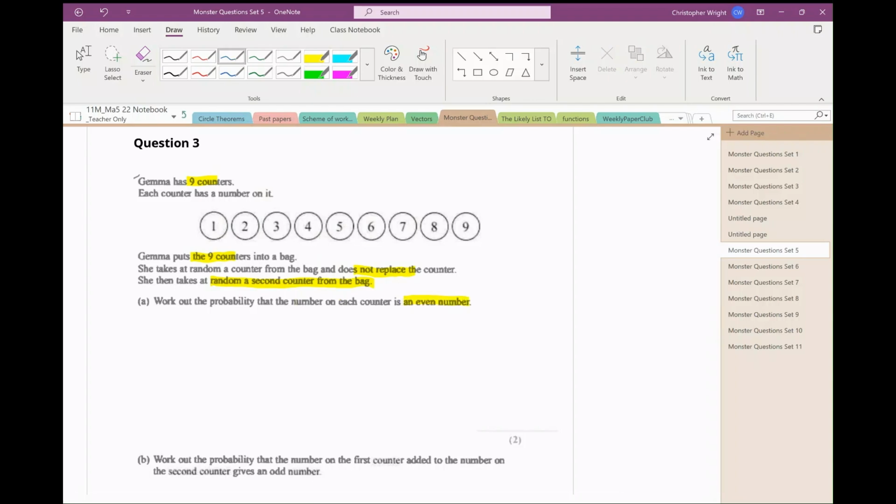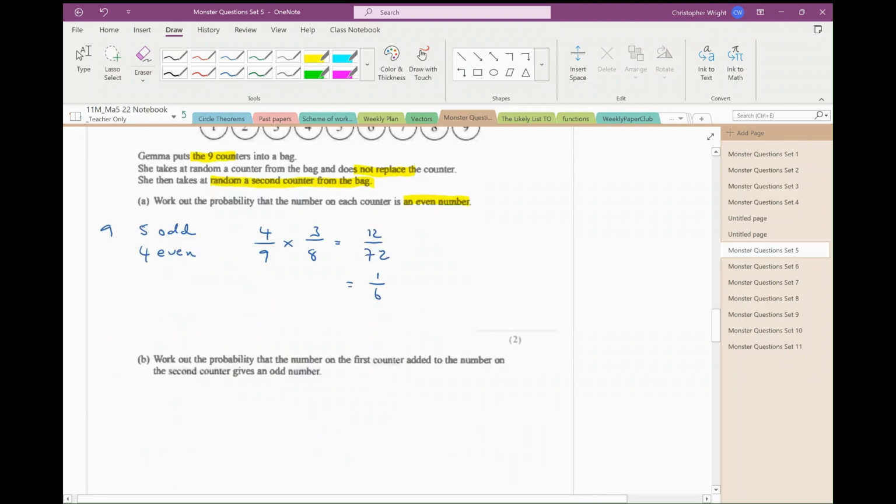Well, let's have a look. Of her 9 counters, she's got 1, 2, 3, 4, 5 are odd, and 4 are even. Right, the probability that both of her numbers are even. Well, the probability of the first one being even is 4 out of 9. And having chosen that one and not replaced it, the probability of the second one being even would be 3 out of 8. So the probability of them both being even is a sixth.